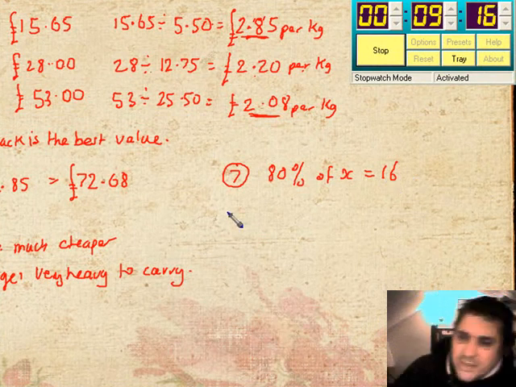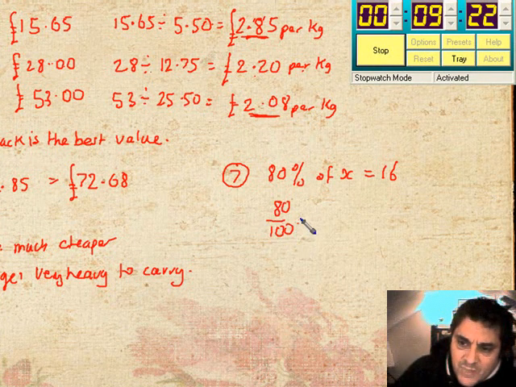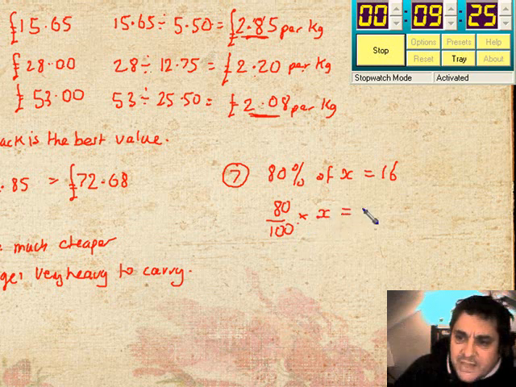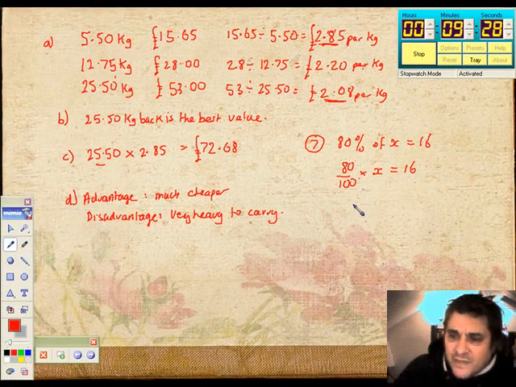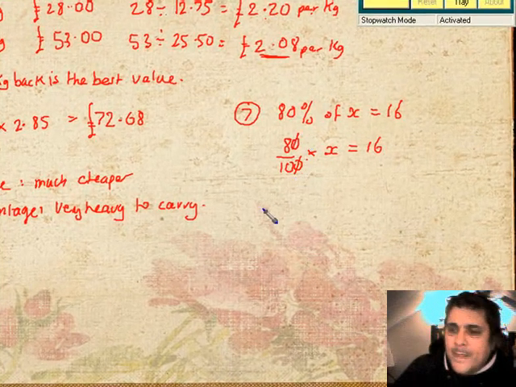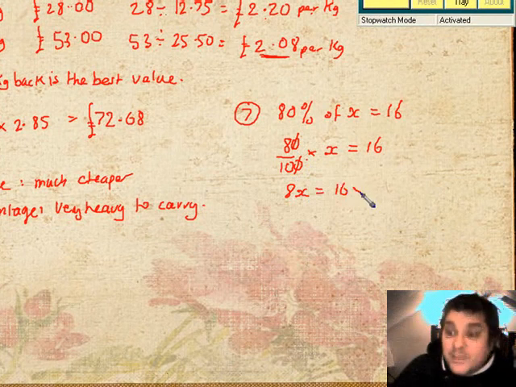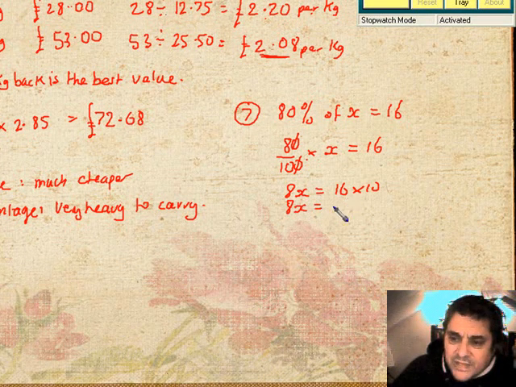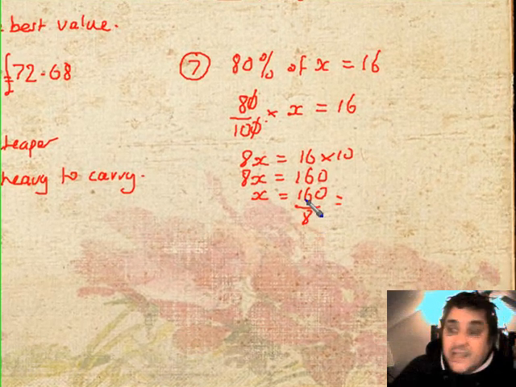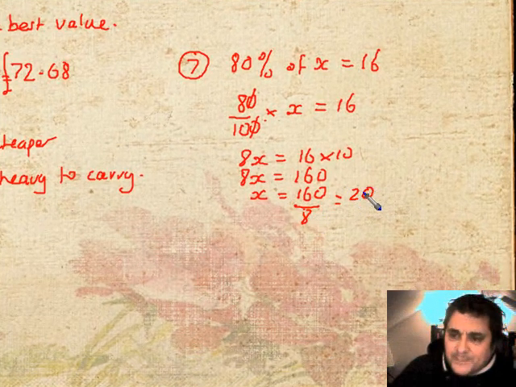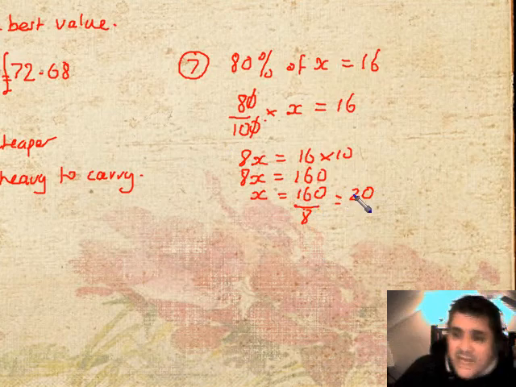Okay, check it out. So 80% means 80 divided by 100 times a number is 16. Alright, just make life simpler. Cancel out zeros straight away. I'm left with 8x equals 16 times 10. Jumping the gun there. So 8x equals 160. So the number they're looking for, divide it by 8, and I can see 8 goes in 16 twice, so that's going to be 20. Alright, so 80% of 20 is 16. Lovely.